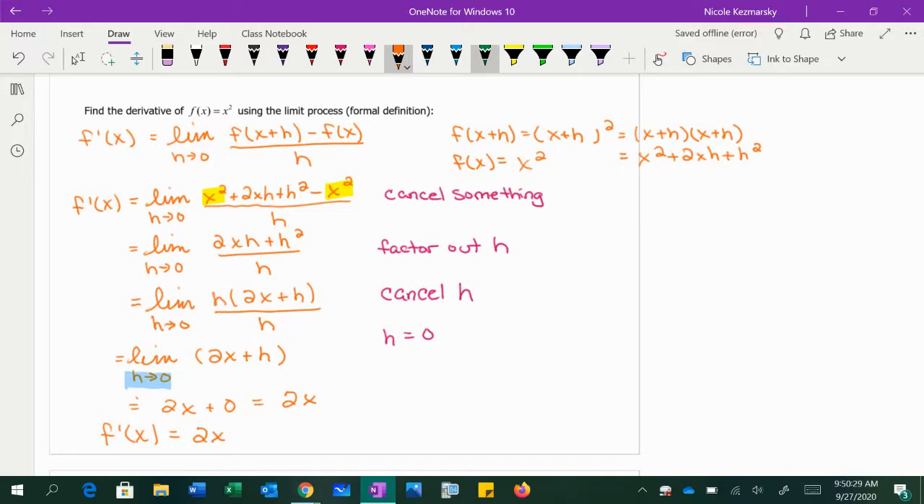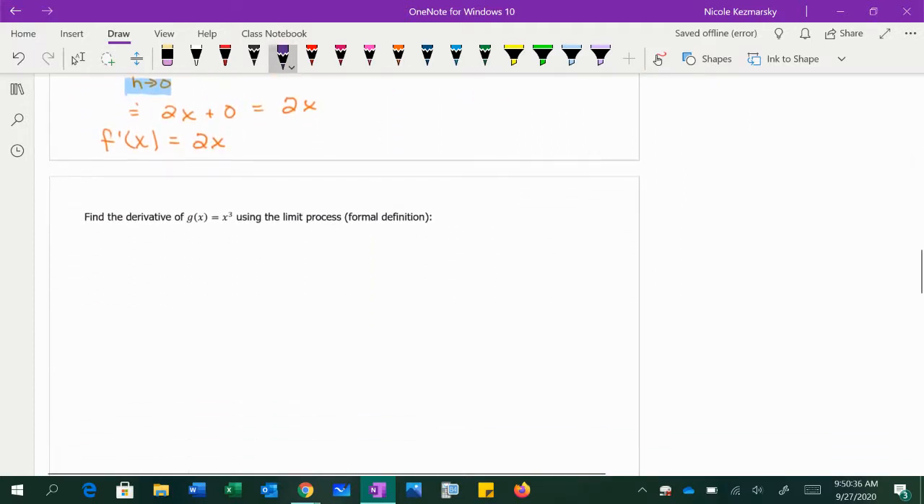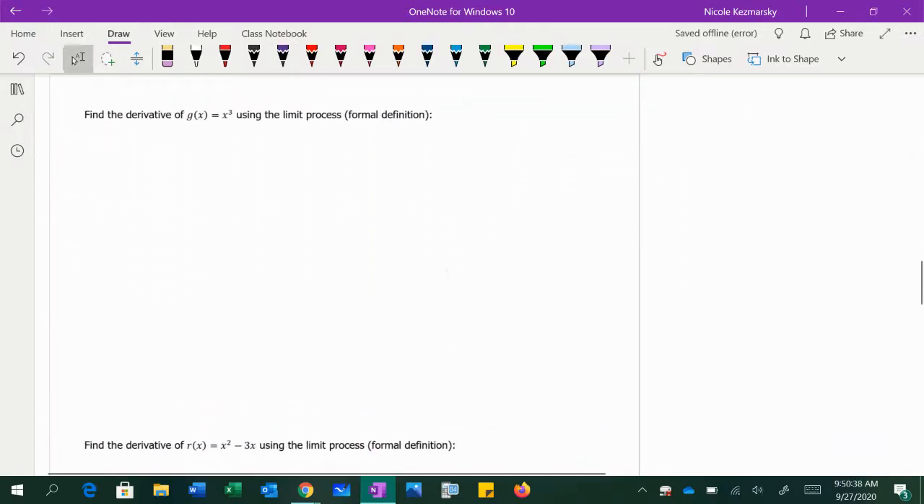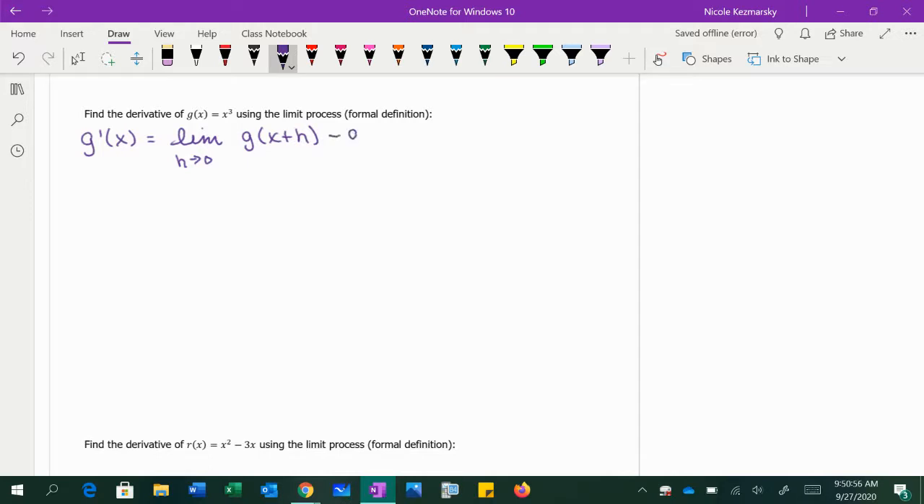So let's try another function. So for this function, we're going to say g prime of x equals the limit as h approaches 0. The function is called g, so we'll say g of x plus h minus g of x over h.